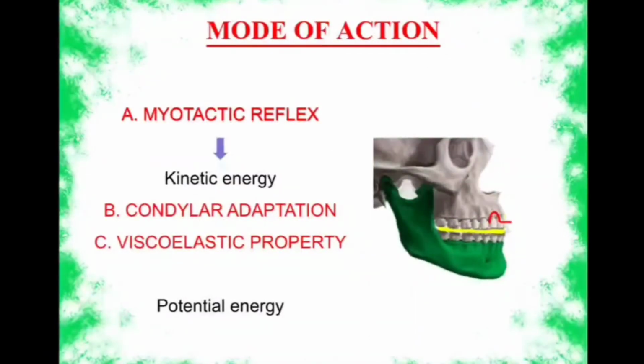So, as I said before, the elevator muscle stretches and then a protective reflex is elicited and starts contracting. When it contracts, this will set up myotactic reflex. This myotactic reflex will generate kinetic energy. This kinetic energy prevents further forward growth of maxillary dentoalveolar process and produces a distal driving force on the maxillary dentoalveolar process and a reciprocal forward force on the mandible.